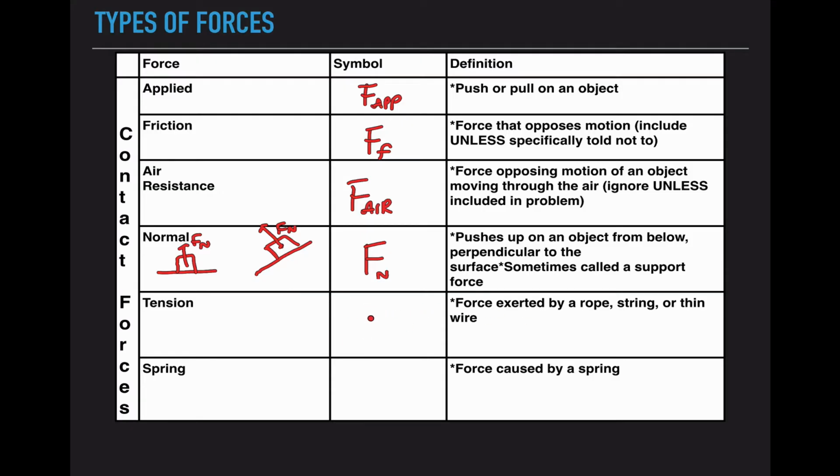Then we have tensional force, which is a force exerted by rope, string, or thin wire, which is F with a subscript capital T. And then we have a spring force, which is an F with a subscript S. Okay, so here are the forces that we're going to be using in our free body diagrams in all of our problems. I just want you to have one location where you can find them all easily.